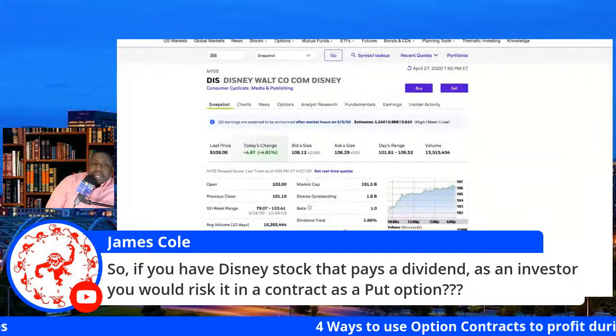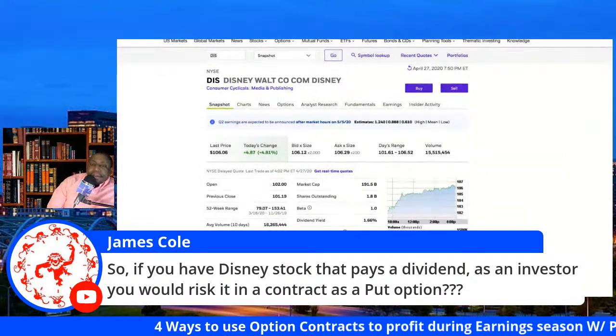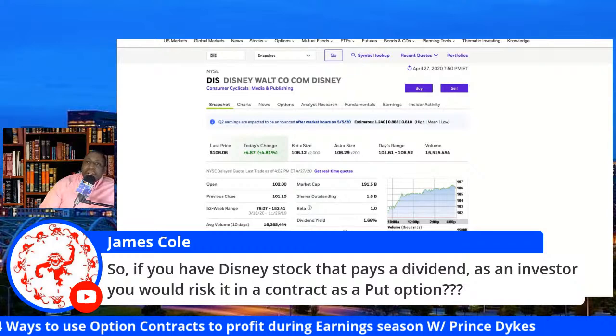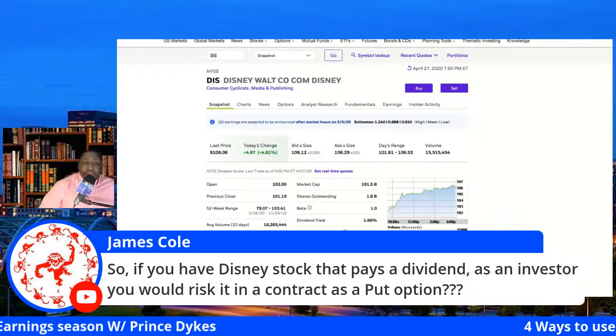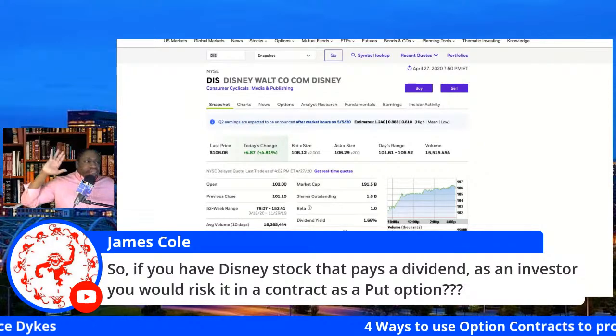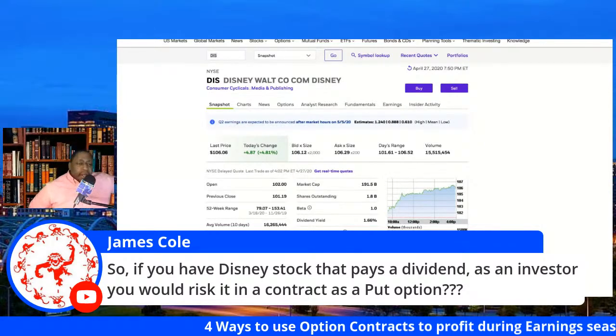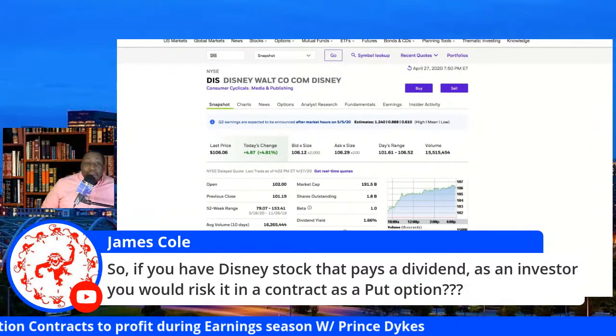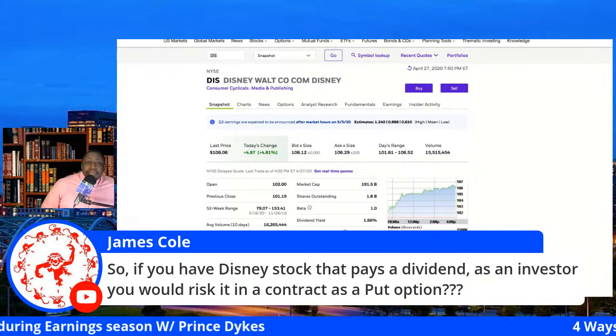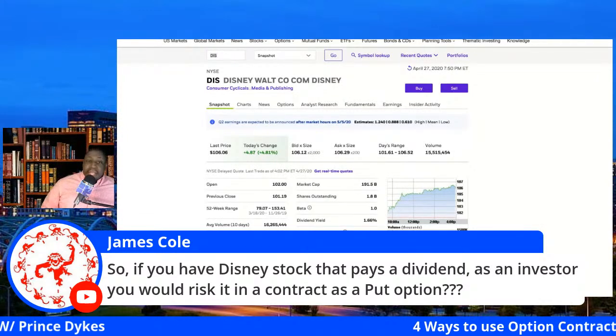All right, so you own Disney. Let's say you paid $120 for it, and it's doing nothing. You ain't doing nothing but losing money. Right now, it's $106. Disney was, I think, at $140. It came out with Disney Plus and everybody was like, Disney. Then coronavirus came in like the Undertaker and just choke slammed them, right?